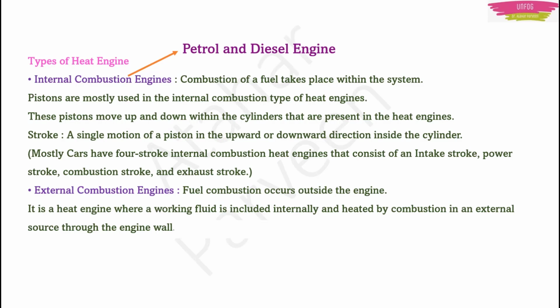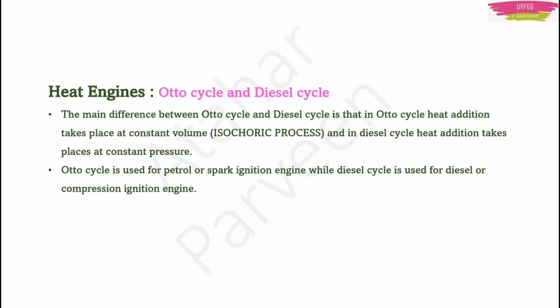Now what is the difference between petrol and diesel engines? There are two types of cycles happening. One is the Otto cycle, the other one is the diesel cycle. The main difference between the Otto cycle and the diesel cycle is that in the Otto cycle, heat addition will take place at constant volume. That is, there will be an isochoric process. This is the Otto cycle. And in the diesel cycle, heat addition will take place at constant pressure. That means it will be an isobaric process. That is your diesel cycle.